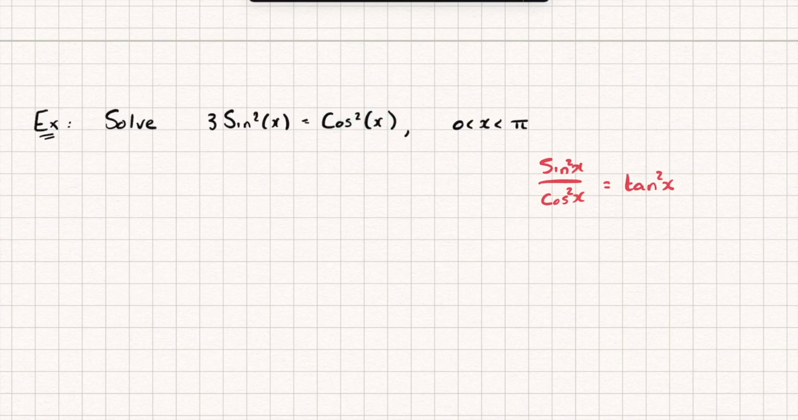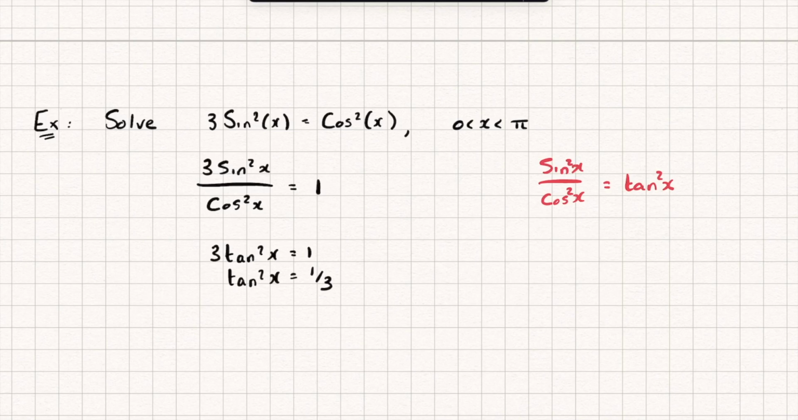that's now going to turn this equation into 3 lots of sine squared of x over cosine squared of x, and that equals 1. From here you can now see I've got sine squared over cos squared, which we've just said is equal to tan squared, and so I'm now solving 3 lots of tan squared of x equals 1. Dividing both sides by 3, I get tan squared of x equals 1/3.